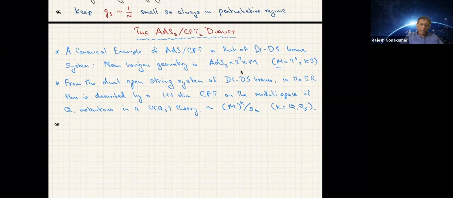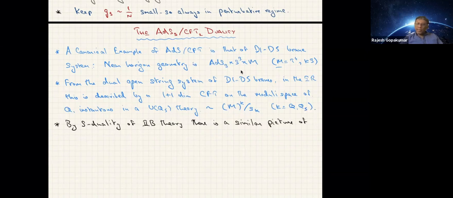So this was the D1, D5 system, but actually by the S duality of type IIB theory, there is a similar picture for F1 and NS5 branes, because if you act by the S duality on the D1, D5, it converts it to a fundamental string NS5 brane system. And more generally, you can have (p,q) strings and 5 branes, but by S duality, there should be a similar picture. And one can consider the brane solution, the near horizon geometry of this system as well.